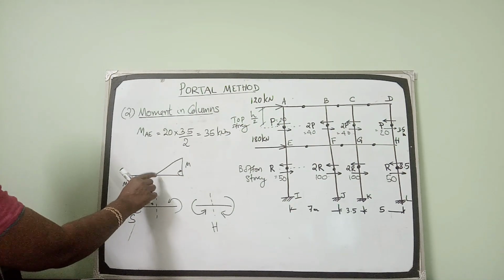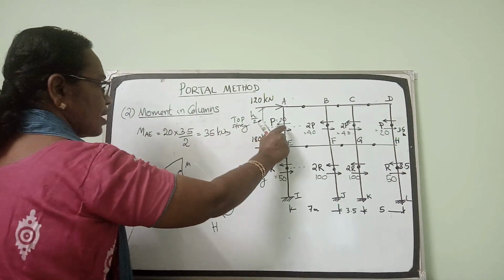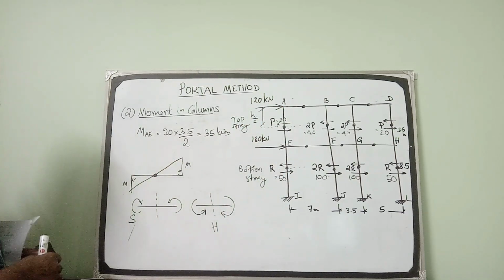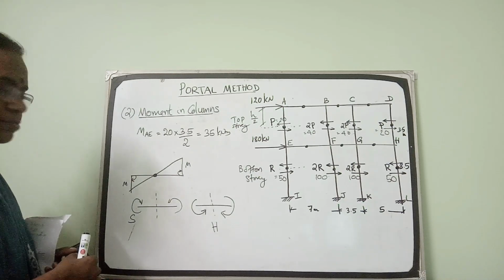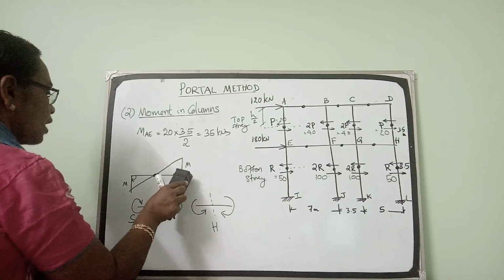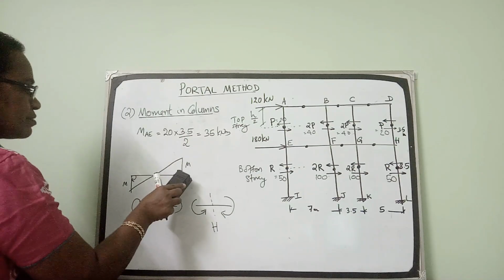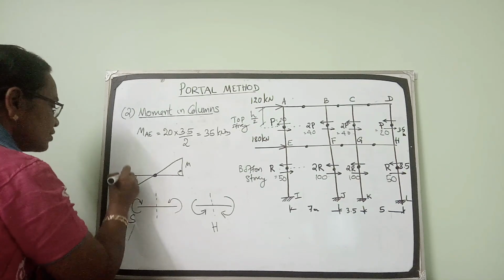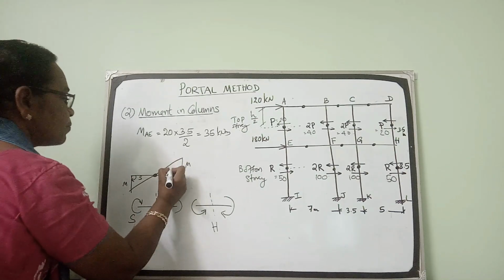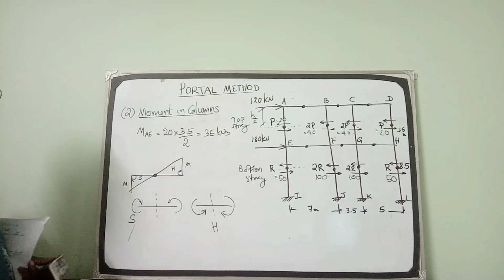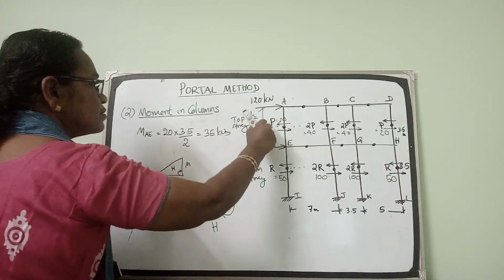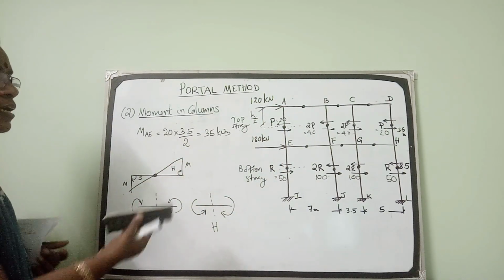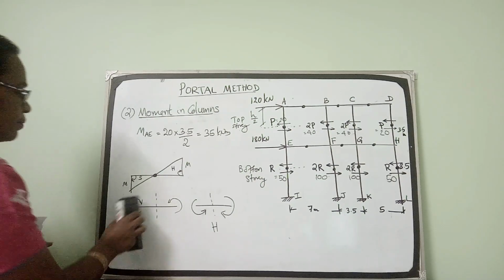So, since we are assuming there is a point of contraflexure, the moment at this end as well as this end will have the same value, numerically the same. Clockwise means if this portion is sagging, this portion will be subjected to hogging. So in the column, due to this lateral force, if one end is sagging, the other end will be hogging.